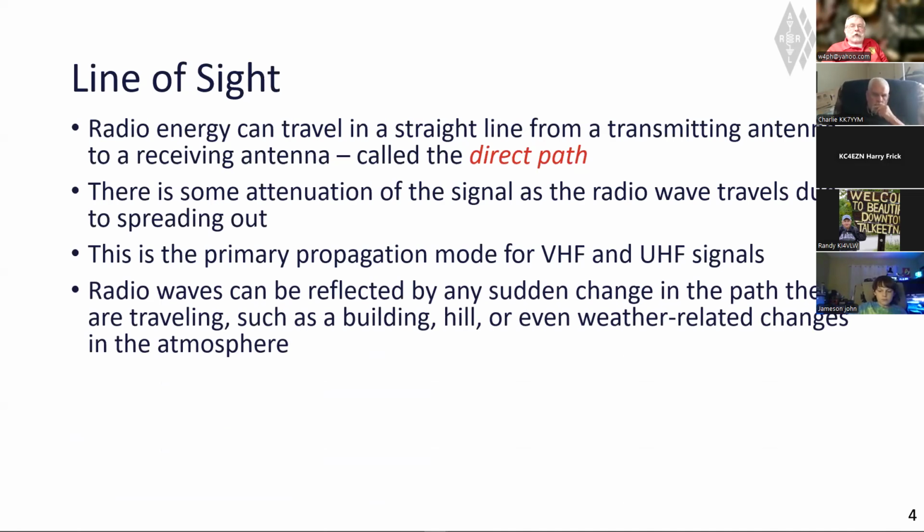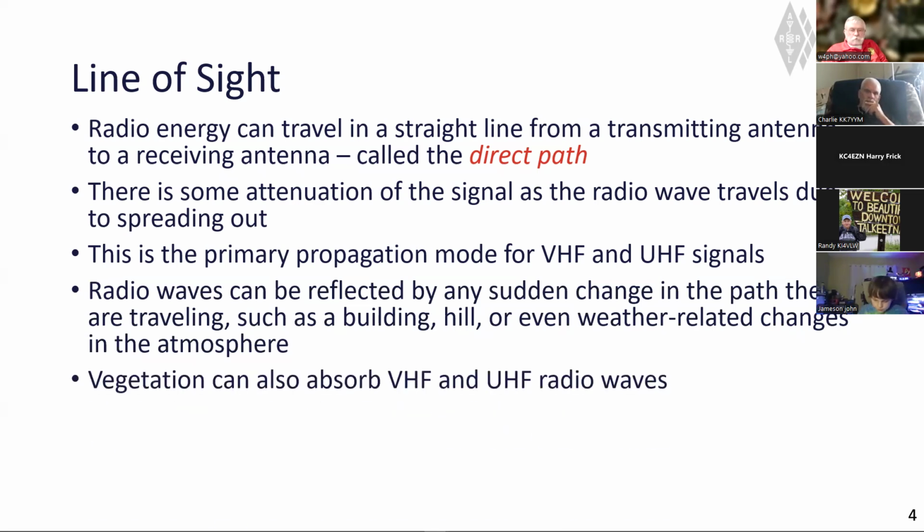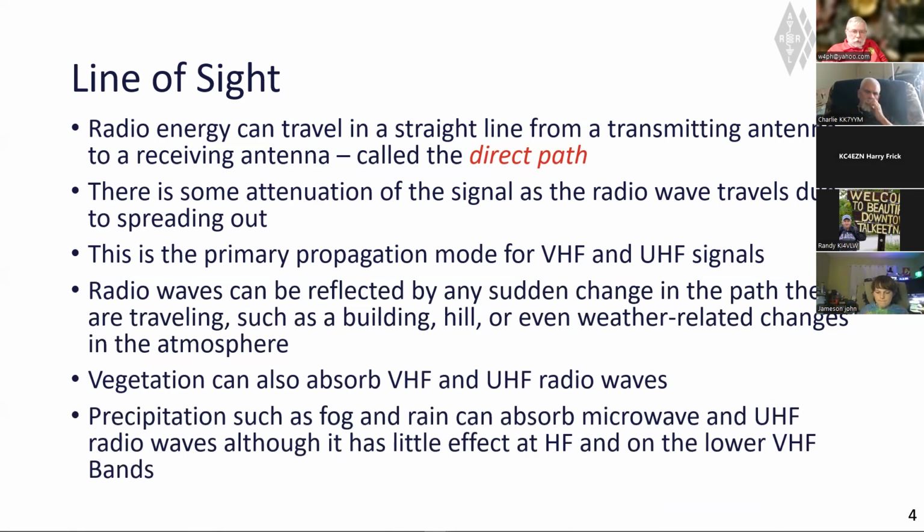Radio waves can be reflected by any sudden change in the path they are traveling, such as a building or a hill, or even weather-related changes in the atmosphere. Vegetation can also absorb VHF and UHF radio waves. Precipitation, such as fog and rain, can absorb microwave and UHF radio waves, although it has little effect at HF and on the lower VHF bands.